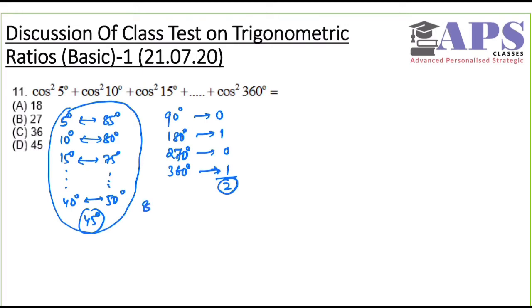Like this there will be 4 groups because it goes up to 360, so all 4 quadrants are there. So 8 into 4 will give 32. And from 45 degrees, I am getting cos 45 is 1 by root 2, whose square is 1 by 2. Like this, there will be 4 terms in 4 groups. So this into 4 is 2. So in total 32 and 2 and 2, that is 36.